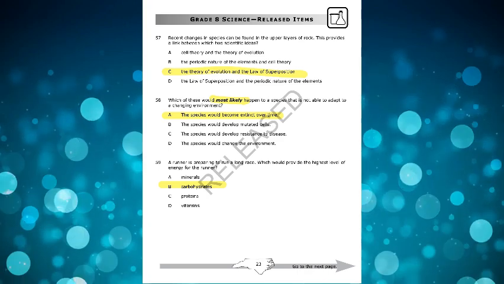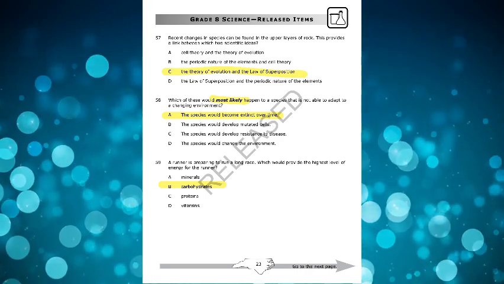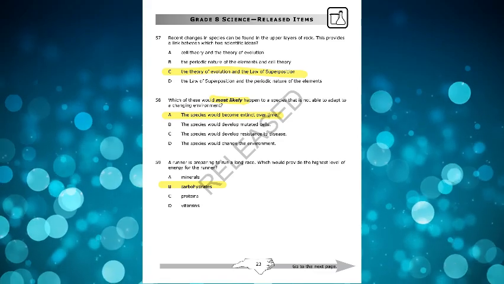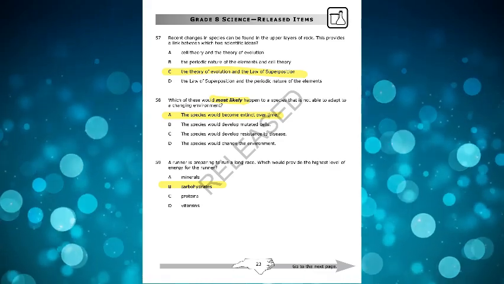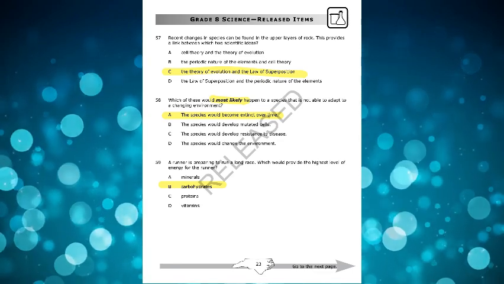58. Which of these would most likely happen to a species that is not able to adapt to a changing environment? Well, if they're not able to adapt, then unfortunately they would not survive. So they would become extinct, which would be A.